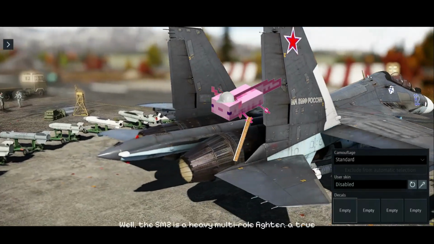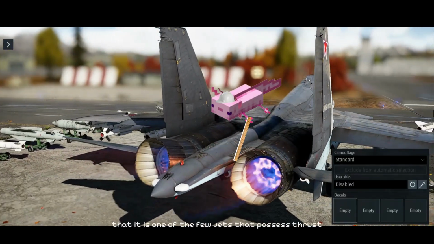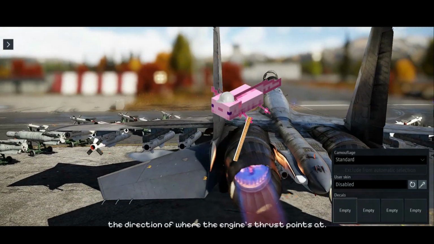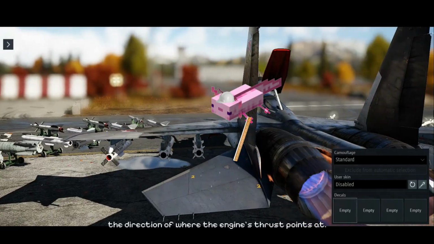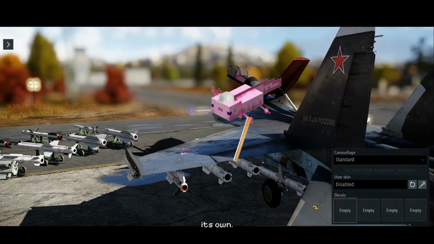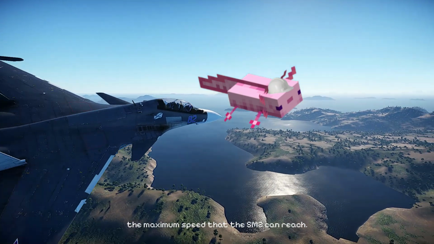Well, the SM2 is a heavy multi-role fighter, a true marvel of engineering due to the fact that it is one of the few jets that possess thrust vectoring, which is the ability to move the direction of where the engine's thrust points at. However, thrust vectoring could be an entire video on its own. So let's continue.